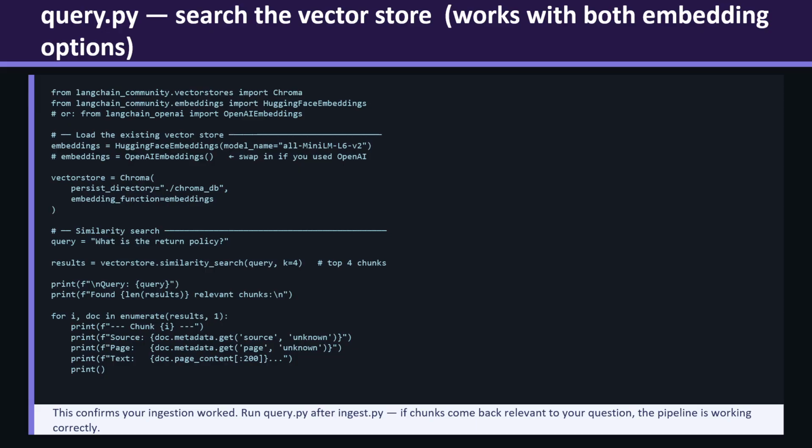You call similarity search with your question and k equals 4. The k parameter controls how many results to return. K stands for the number of nearest neighbors in the mathematical sense, the 4 chunks whose vectors are numerically closest to your question's vector. The results show the source file name, the page number, and the first 200 characters of the chunk text. If the chunks look relevant to your question, the ingestion pipeline is working correctly.